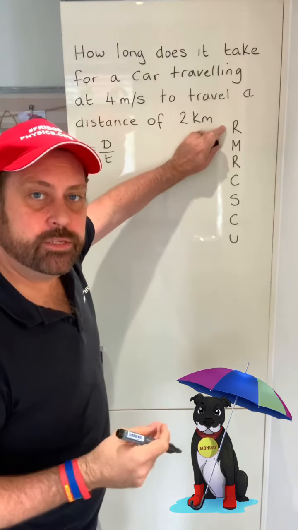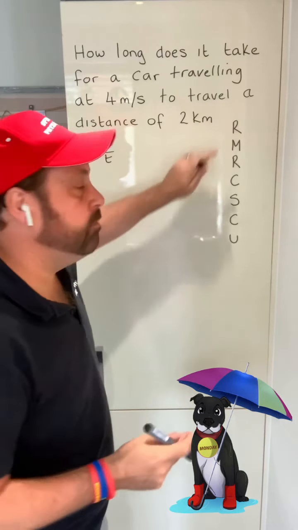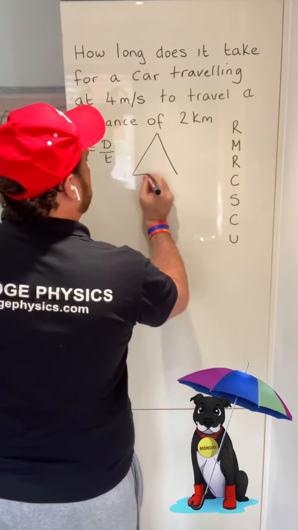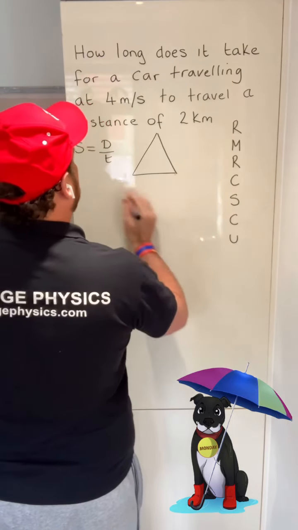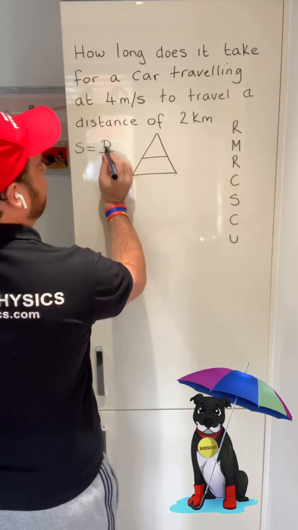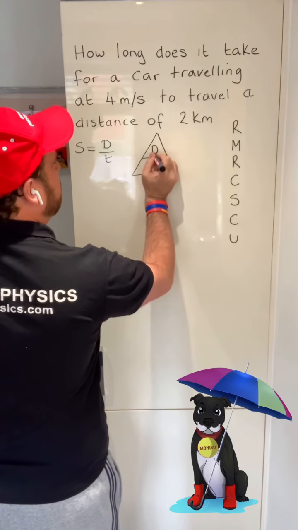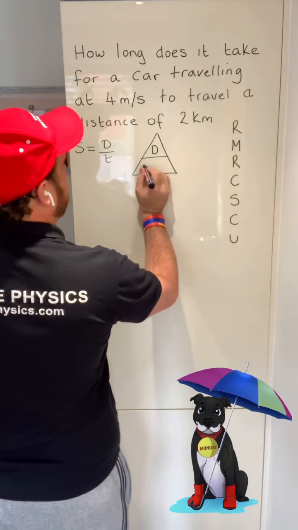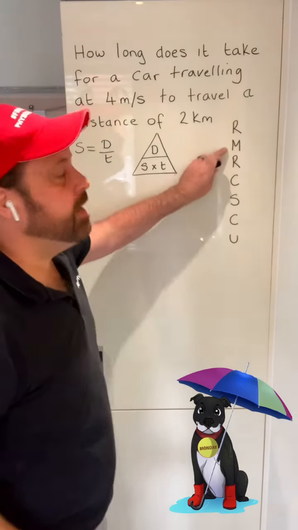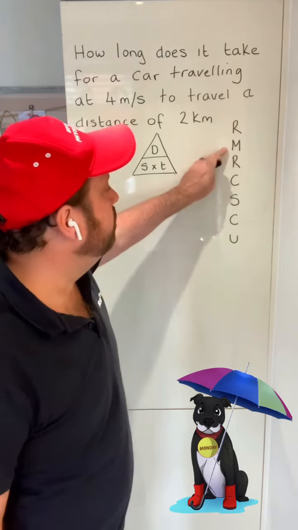The next thing we need to do is put it into the magic triangle. So let's do that. So here's our triangle. This is the divide line, so we put the divide line here. D is above the divide line, so there it goes, distance. Then we're left with S times T. So we've now put the equation into the magic triangle.